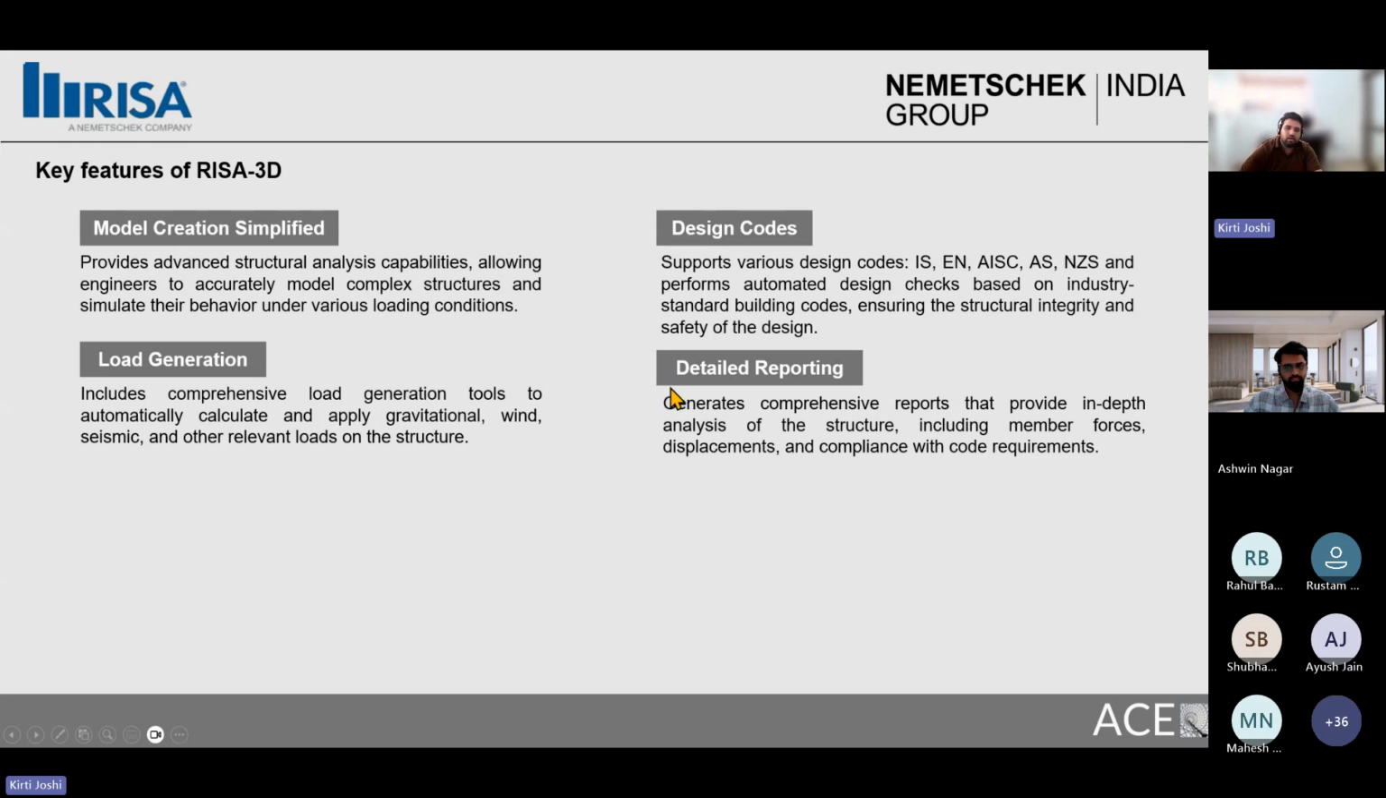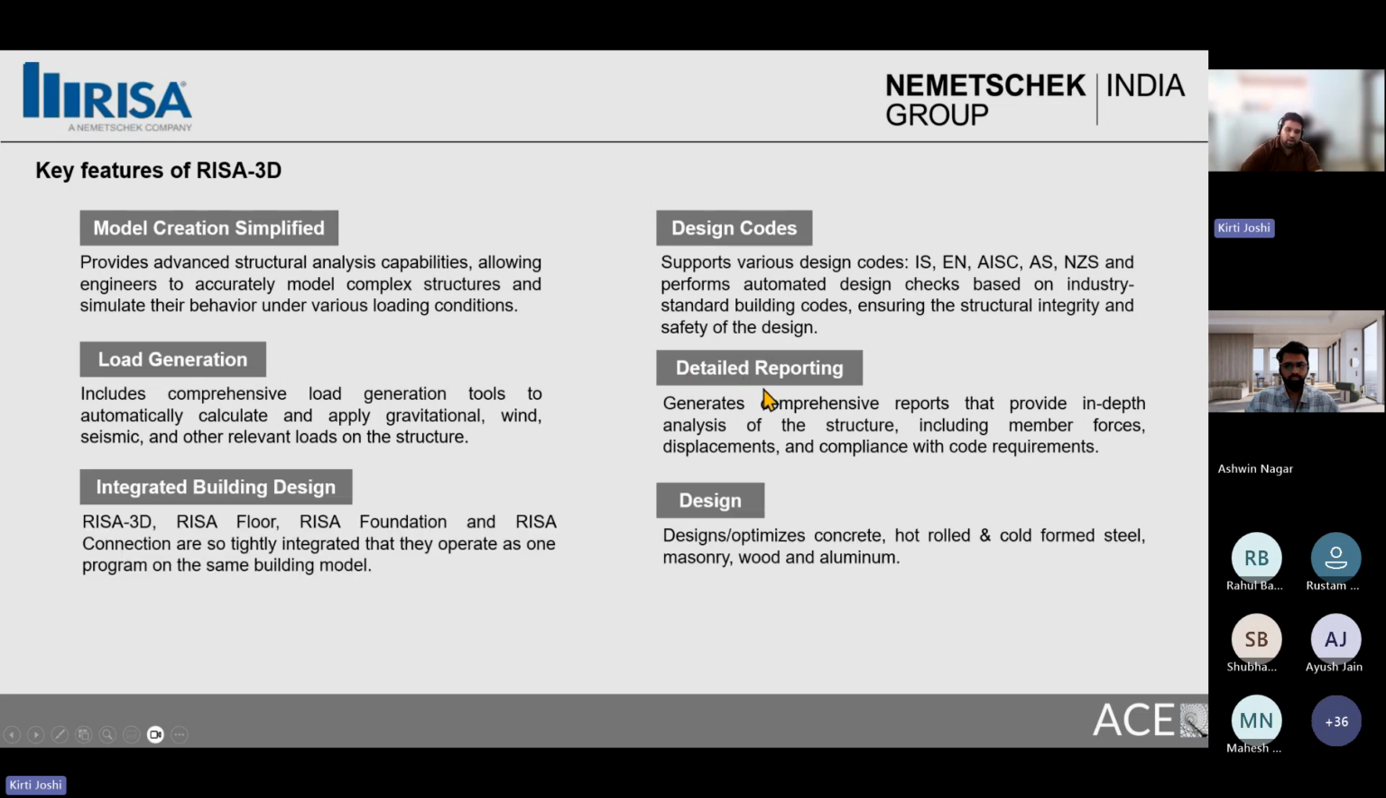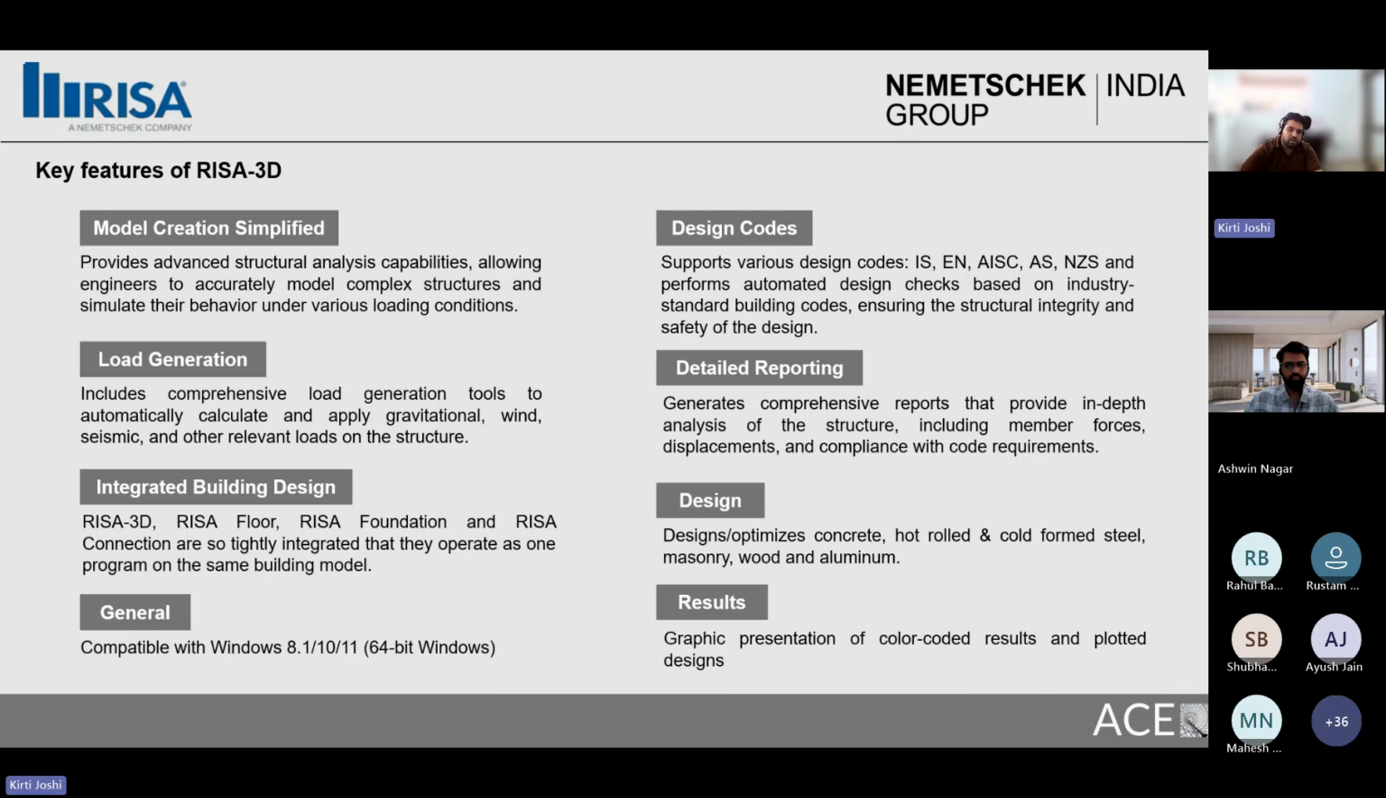The reporting feature is quite good. You can generate color-coded and graphical results for each of the members. It will also show you the steps for the limit state design and code checks. It also handles design for multiple materials, including hot rolled, cold formed, masonry, or aluminum structures. You can save out your reports after completing the analysis and design, and the reports can be fully customized as per your requirements.